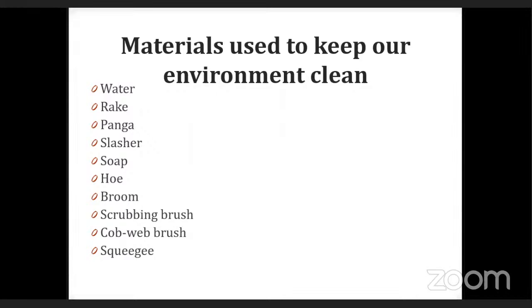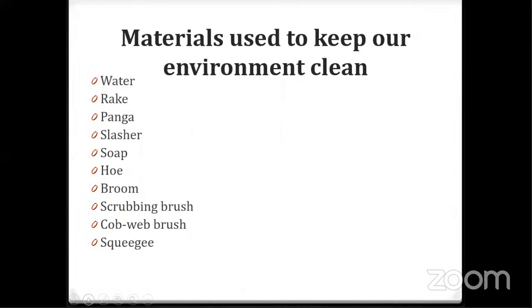Okay, that's good. Now, I want us to mention the uses of these materials. That is what we are going to talk about now. What is the use of water? What is the use of a panga? What is the use of a soap? What is the use of a broom?